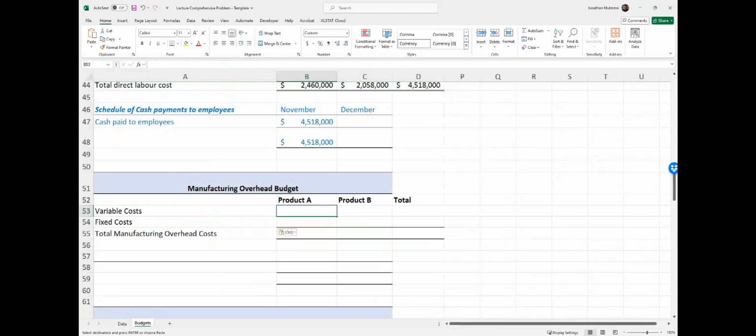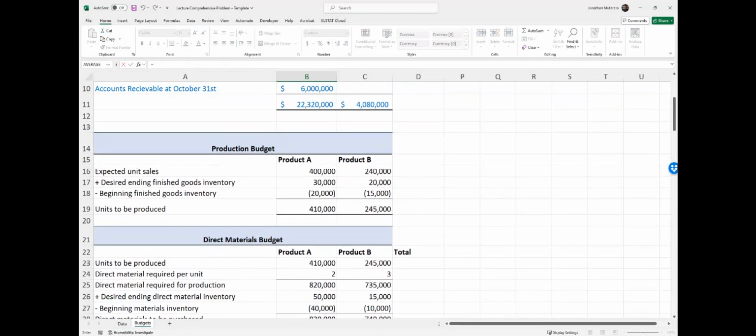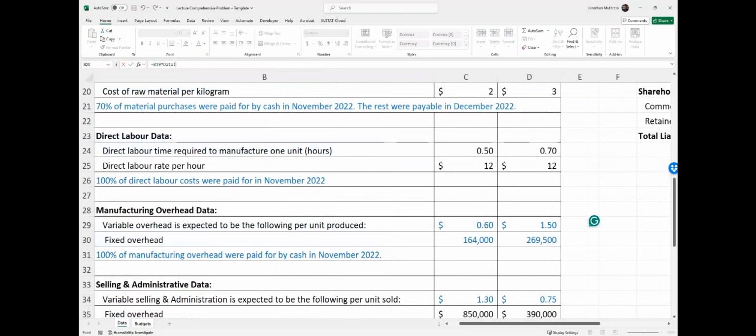So what we'll then do for our variable cost will be, okay, how many units were produced? Again, we'll go to our production budget, 410. We'll multiply that by the variable rate for manufacturing overhead, which is 60 cents.